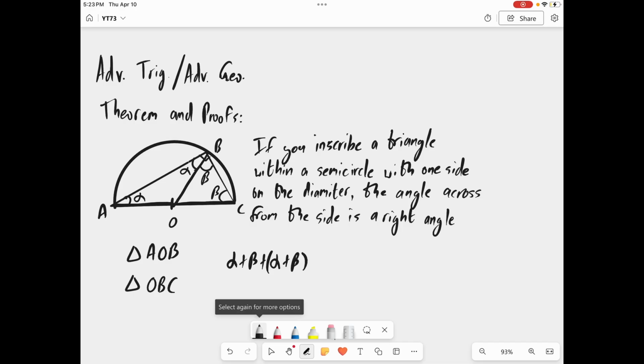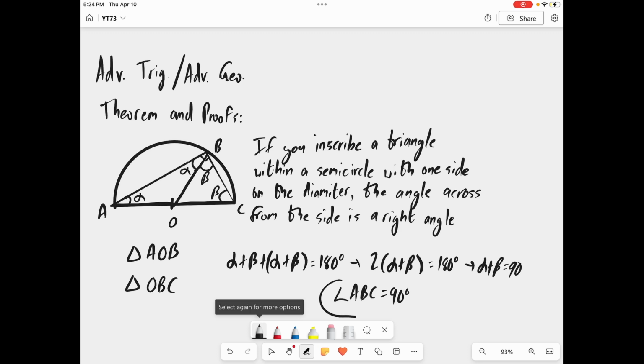Now, I'm doing that for triangle ABC. And as you know, the sum of all the angles inside a triangle is 180 degrees. So, what we have here is if we have 2 times alpha plus beta, after simplifying it, is equal to 180 degrees. This means alpha plus beta is equal to 90 degrees. And alpha plus beta is angle ABC. So, angle ABC is equal to 90 degrees, and that's the theorem proved.